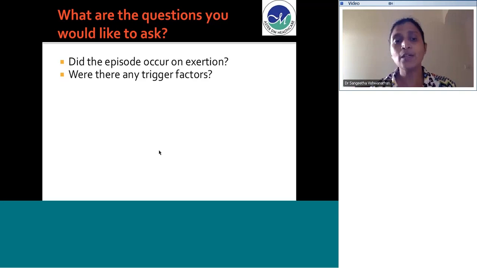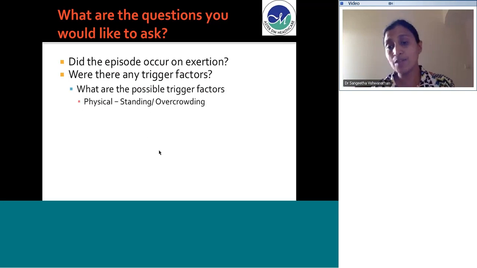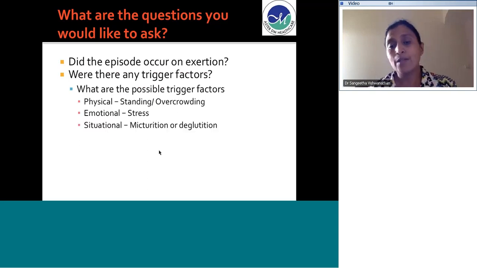Okay, so did the episode occur on exertion? Were there any trigger factors? So what are the possible trigger factors? It can be physical, like standing or being in a crowded place. It can be emotional, like stress. There is something called situational syncope, which comes on during certain specific actions like passing urine or swallowing. These trigger syncope. These are all forms of autonomic syncope.